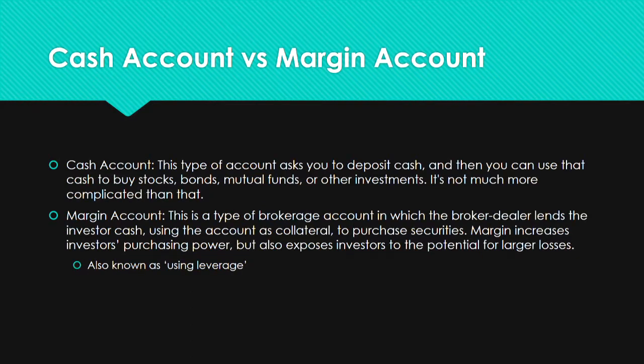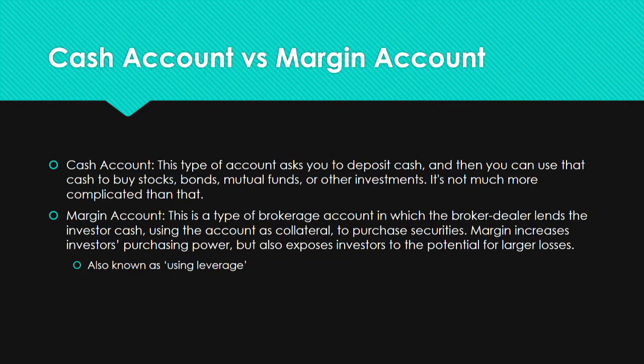So first I'm going to go into the differences between a cash account and a margin account. A cash account is a type of account that asks you to deposit cash, and then you can use that cash to buy stocks, bonds, mutual funds, or other investments. It's not much more complicated than that. You can invest with however much money you have in that account. So say you have a $2,000 account. With that $2,000 account, you're able to buy $2,000 worth of any security.